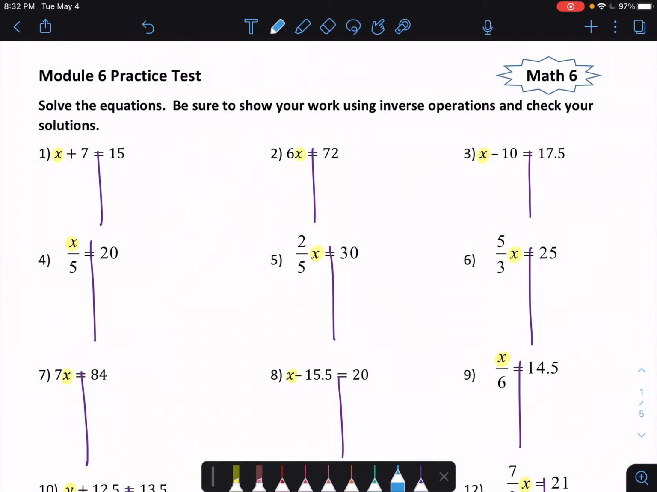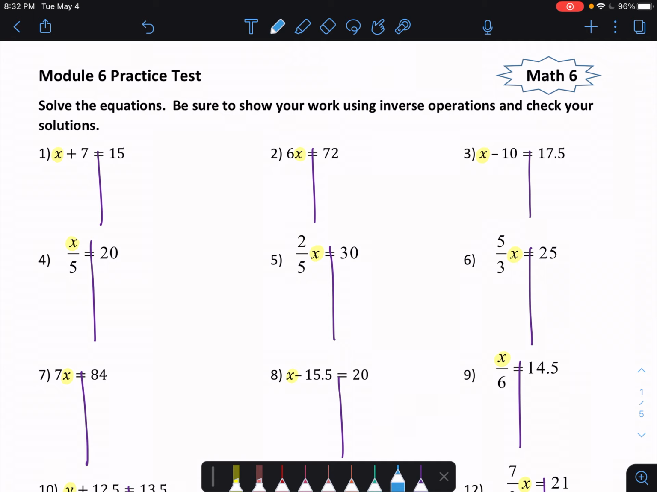Hey everyone, today I'm going to be going over your Module 6 practice test. I'm going to break it into two parts, so I'm going to solve all of the equations first, and then do the word problems in the second half of the test in a separate video.